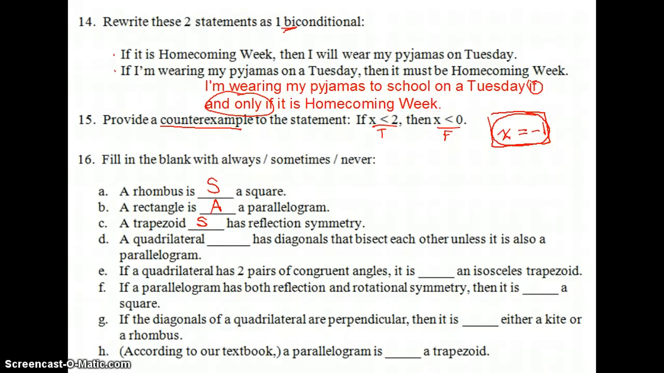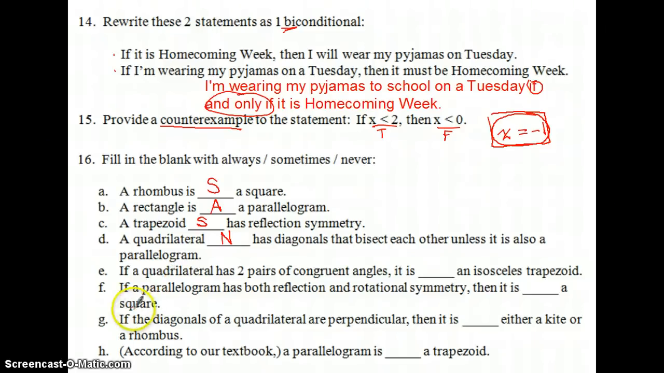A quadrilateral sometimes, never, always has diagonals that bisect each other unless it is also a parallelogram. The diagonals of a quadrilateral could bisect each other and still not be a parallelogram. So, sorry, no, it can't. If they do bisect each other, it has to be a parallelogram. I want to say never, because if it did have bisecting diagonals, it would have to be a parallelogram. Yeah, it'd have to at least be a parallelogram. And all that other stuff that has bisecting diagonals is still a parallelogram, like square and rhombus and rectangle, that's still fine.